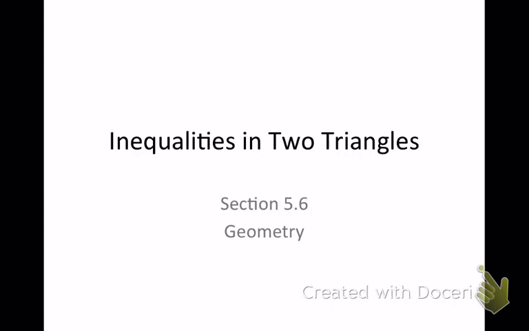Yesterday we talked about inequalities in one triangle. Now remember, yesterday we said if I had a triangle here, something like this, and let's say this was my biggest angle, what's opposite the biggest angle? The biggest side. That's what we talked about yesterday. Today now we're going to talk about inequalities in two triangles. So what are the relationships between two triangles?